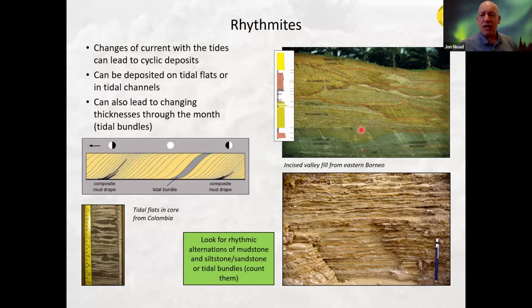This top right-hand diagram here is an incised valley fill from eastern Borneo. So this is Miocene in age. And what we see here is that we've got lots of stacked tidal channels, and each of those tidal channels is filled with these rhythmites.